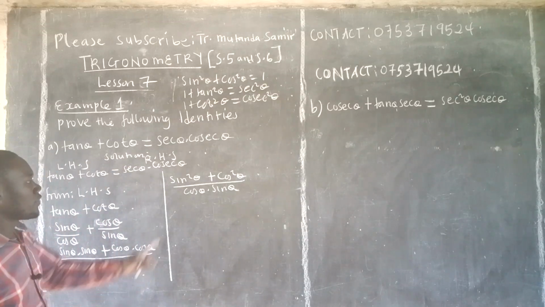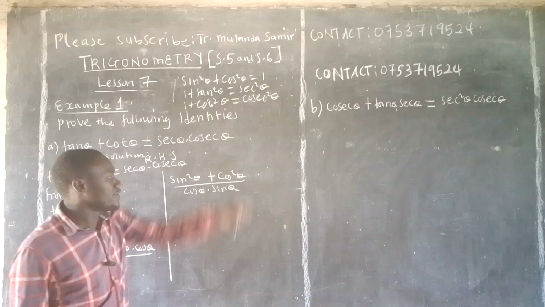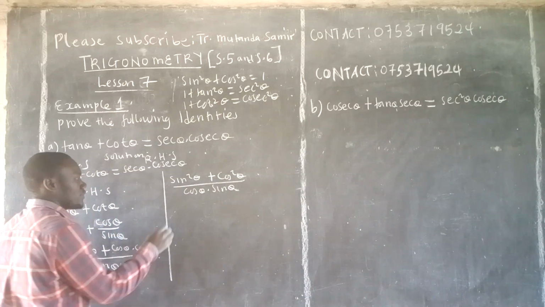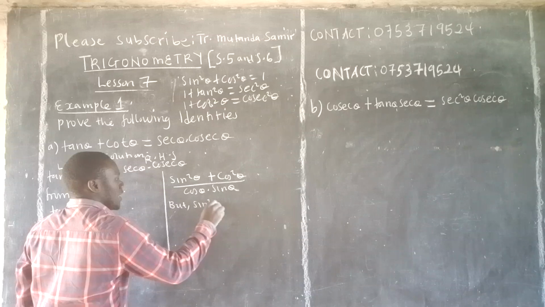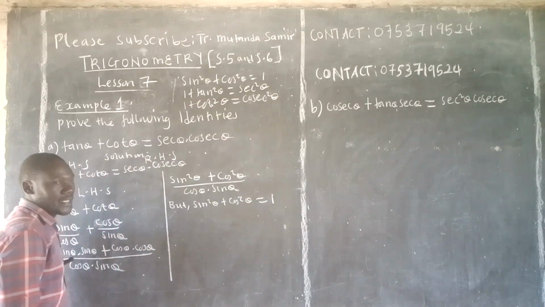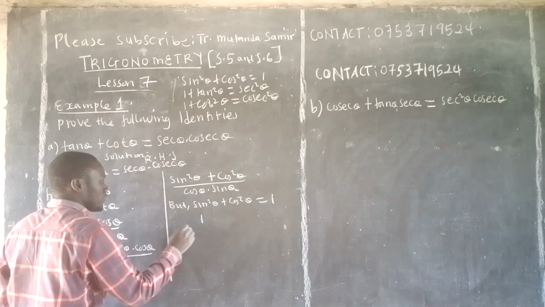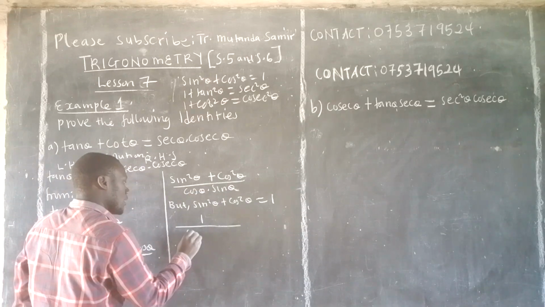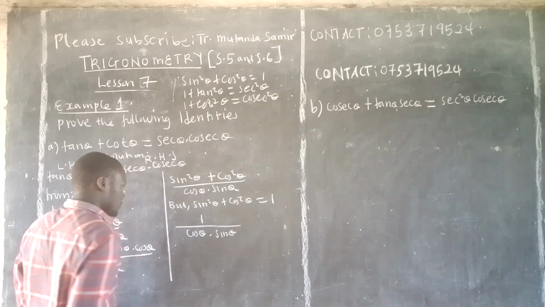But what do you know about this? Sine squared plus cos squared gives us 1. So sine squared theta plus cos squared theta gives us 1. So you come and put a 1 in the place of those two. So that will be 1 over cos theta sine theta.